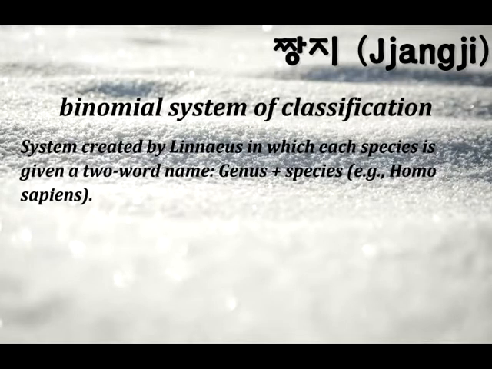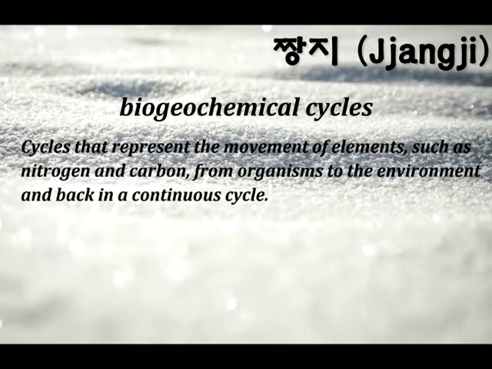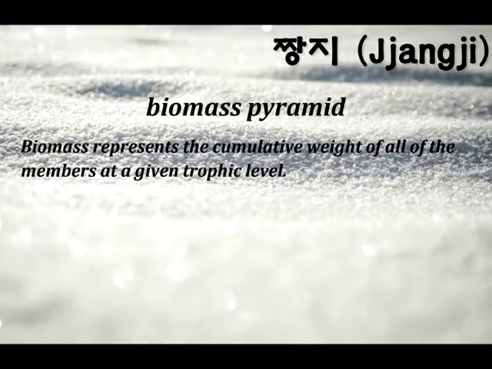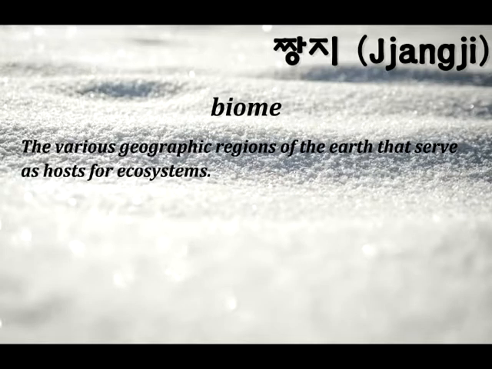Binomial system of classification, system created by Linnaeus in which each species is given a two-word name, genus species, e.g., Homo sapiens. Biogeochemical cycles, cycles that represent the movement of elements, such as nitrogen and carbon, from organisms to the environment and back in a continuous cycle. Biomass pyramid, biomass represents the cumulative weight of all of the members at a given trophic level. Biome, the various geographic regions of the Earth that serve as hosts for ecosystems.